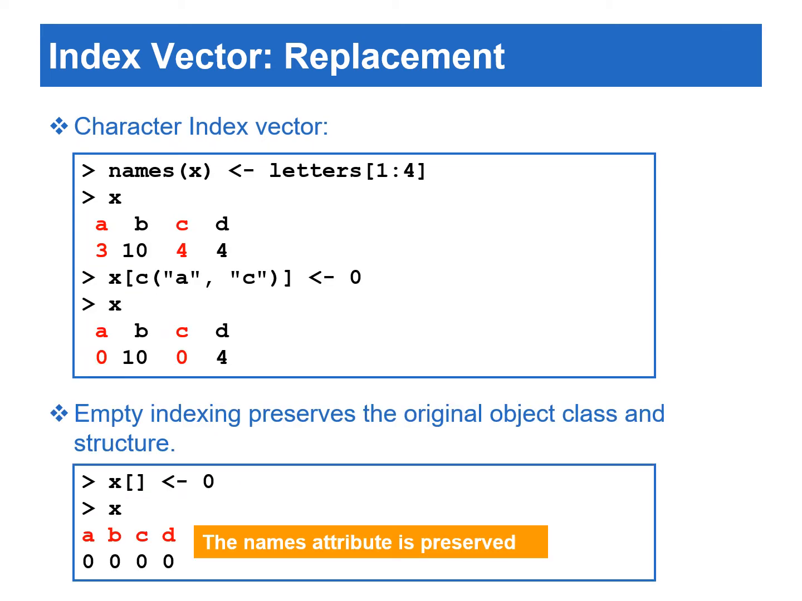Character indexing can only be used for a vector with names. We first assign names to x with letters A to D. Then we replace the components in x with names equaling A or C with value 0. The second example illustrates the use of an empty index. If we use an empty index on the left-hand side of an assignment, it preserves the original object class and structure. This example shows how to replace each component of x with 0.